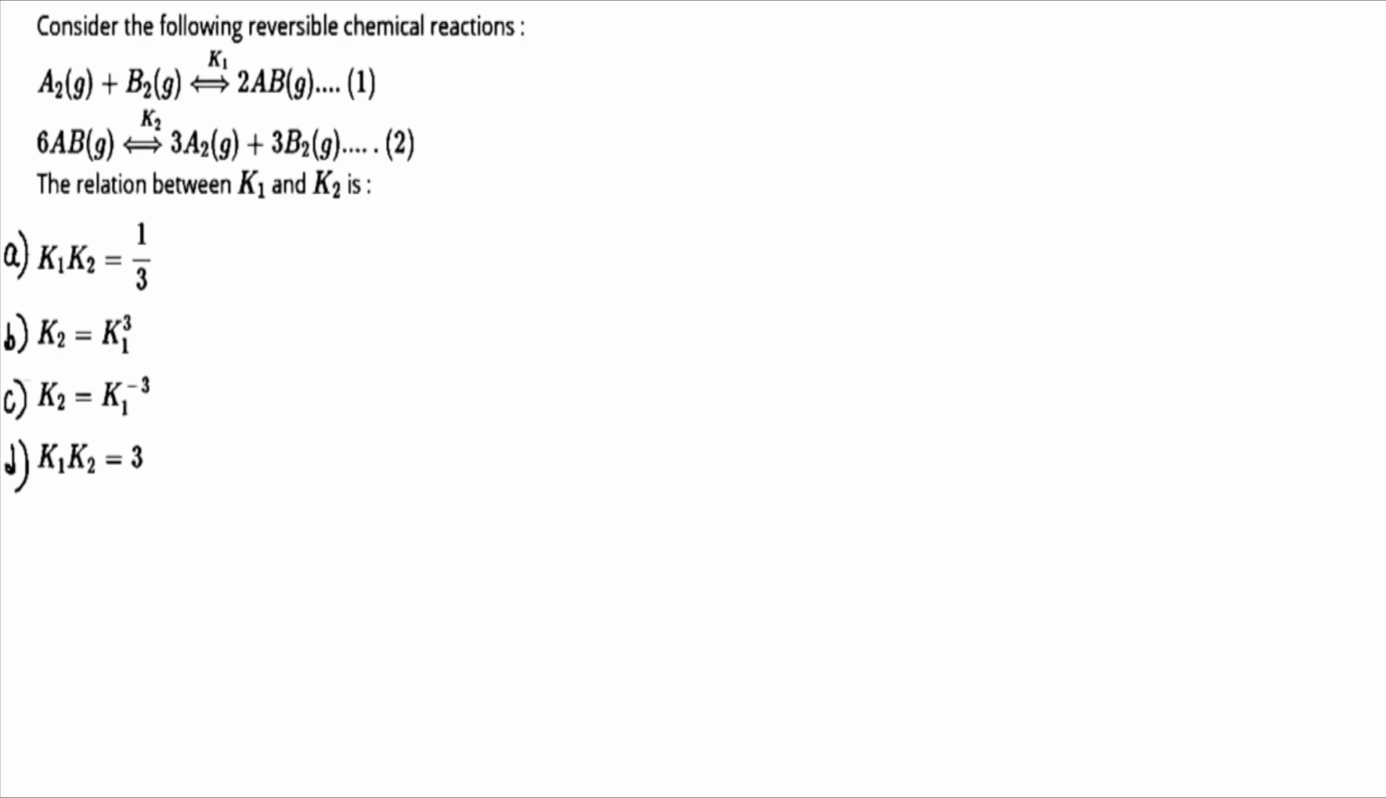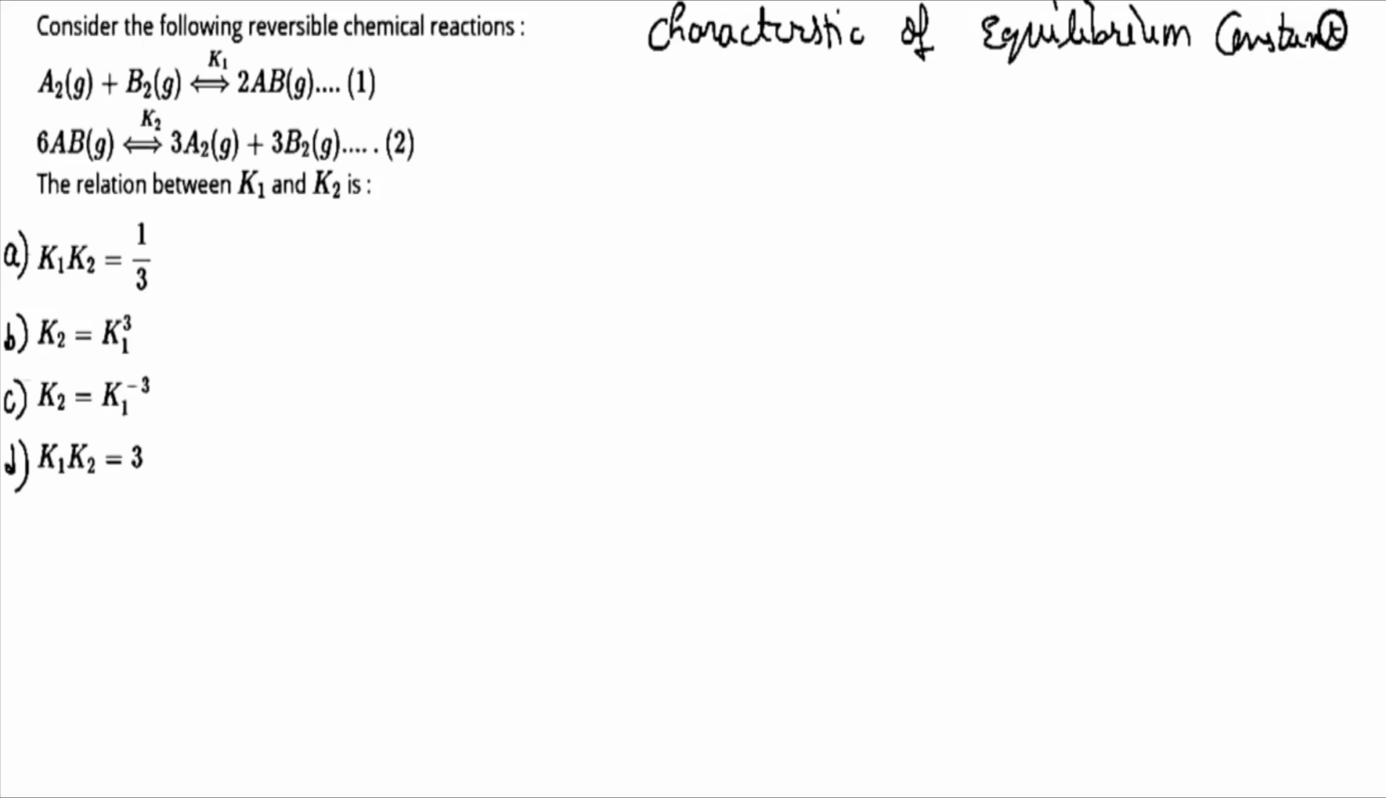Before doing this question, we have to understand the properties, or you can say the characteristics, of the equilibrium constant, that is K. Let us suppose a reaction: A gas which is in equilibrium with B gas.